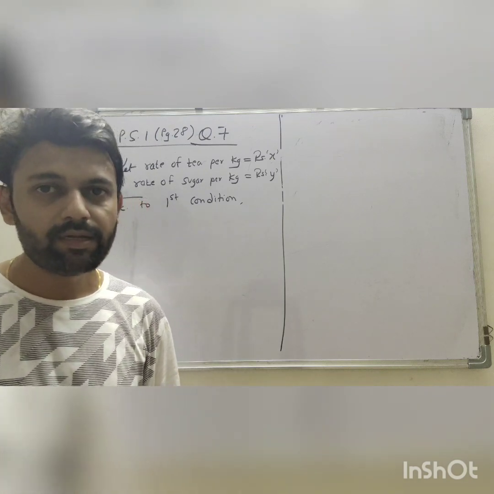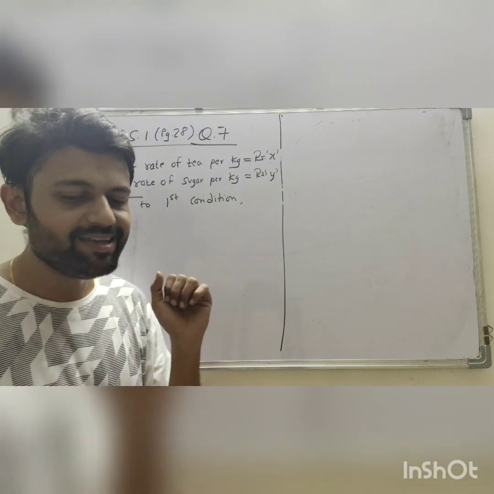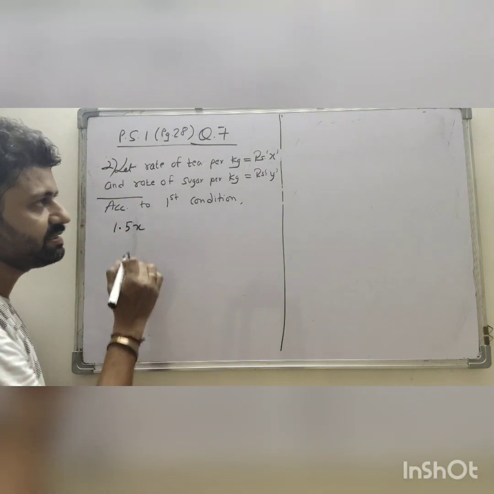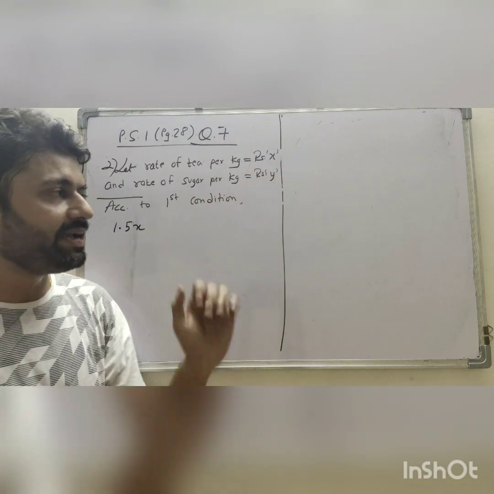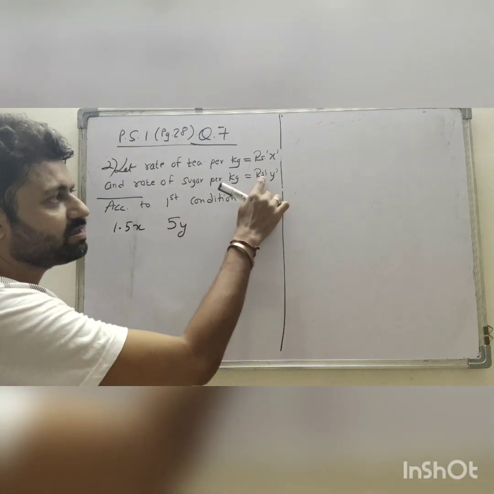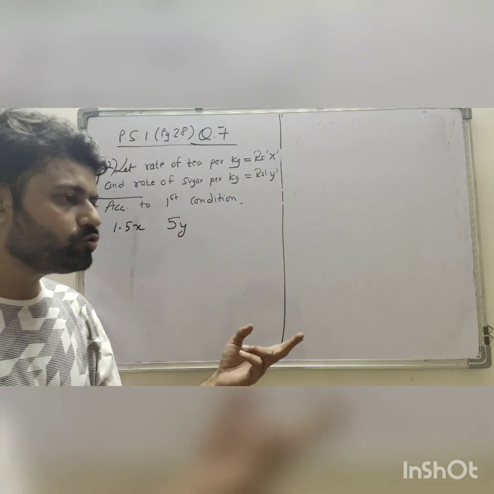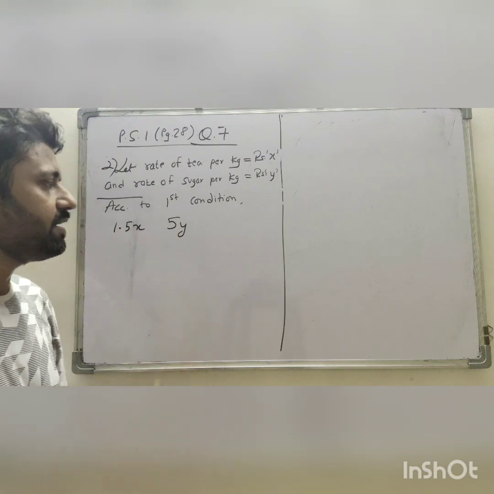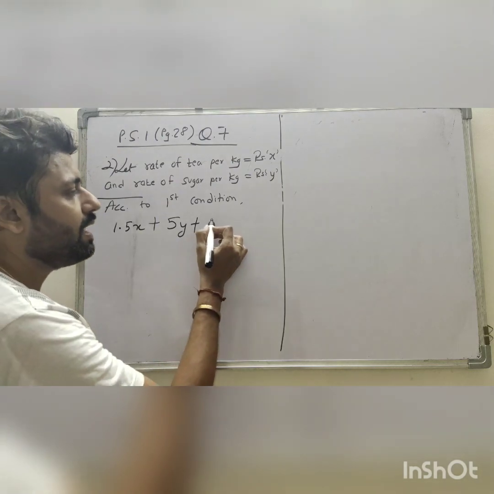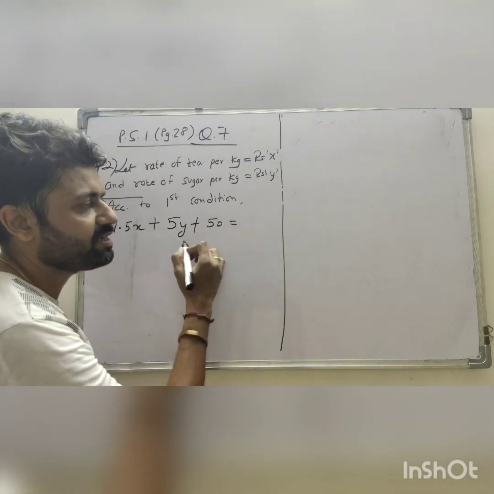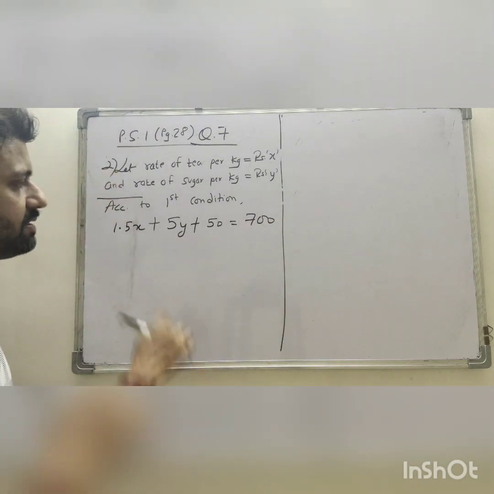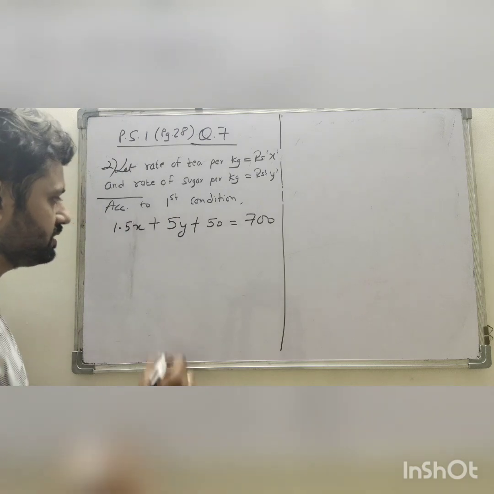Repeating, Kantabai bought 1.5 kg tea, so we have to multiply 1.5 by x. And she bought 5 kgs of sugar. This is the rate for 1 kg, for 2 kgs into 2, for 3 kgs into 3, for 5 kgs into 5. While buying this, she paid an expense of rupees 50 more as rickshaw fare, and the total expense amounted to rupees 700. This is what they have mentioned in the first condition.